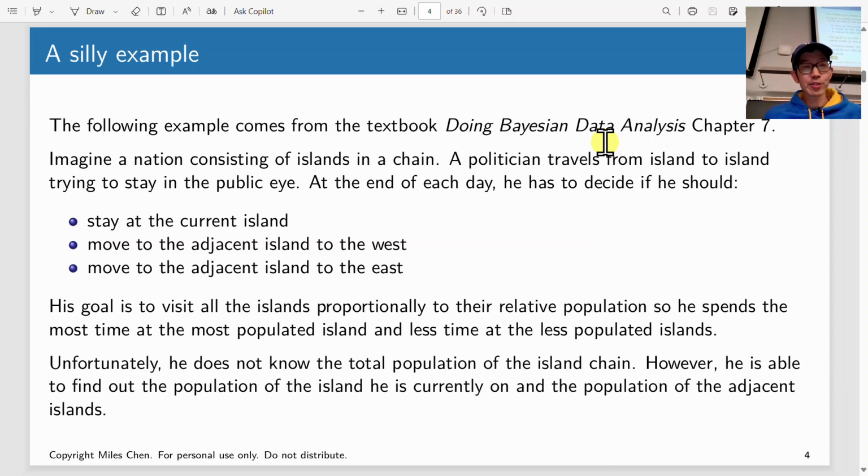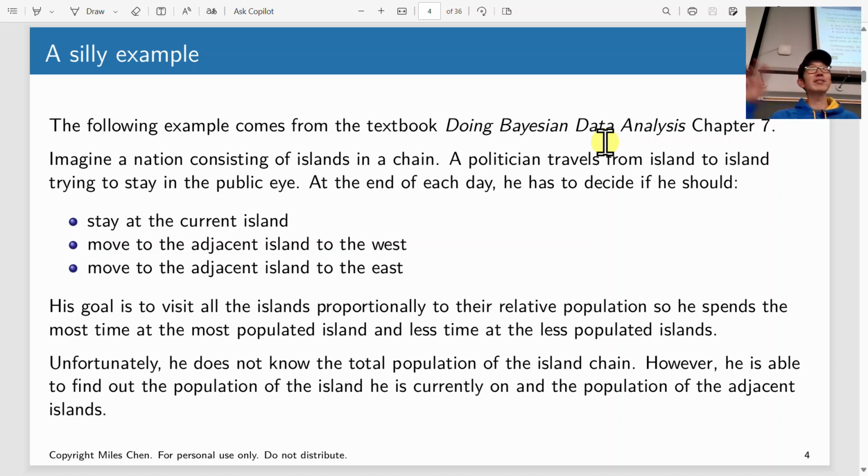Okay, and so it says, imagine a nation consisting of islands in a chain, and a politician is going to travel from island to island trying to stay in the public eye, and at the end of each day he has to decide if he should stay at the current island, or move to the island to the west, or move to the island to the east.